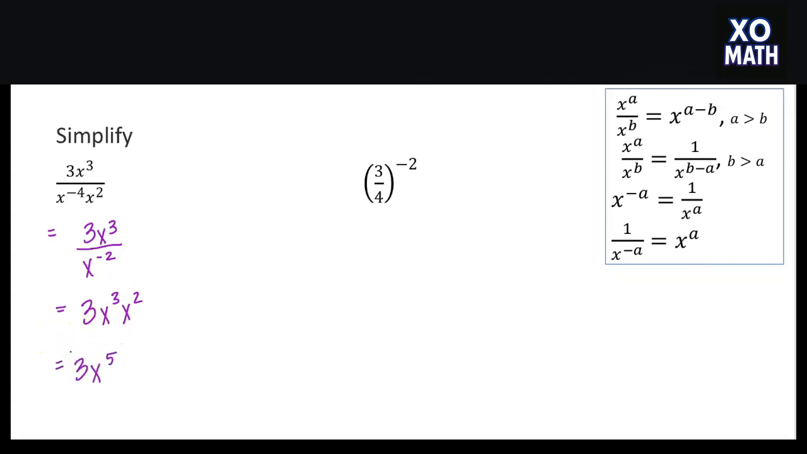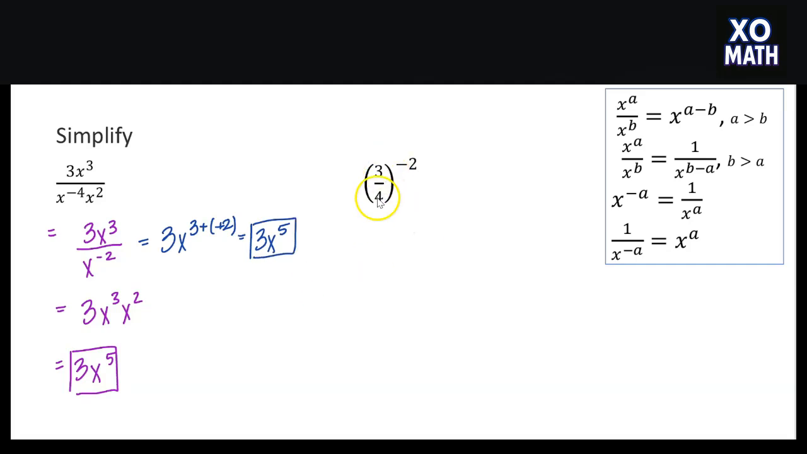to the 5th power. Another way we could have arrived at the same answer is recognizing that 3 is bigger than negative 2 and applying this property, which says that this would be 3x cubed minus negative 2. Minus minus is plus, so this would be 3x to the 5th.